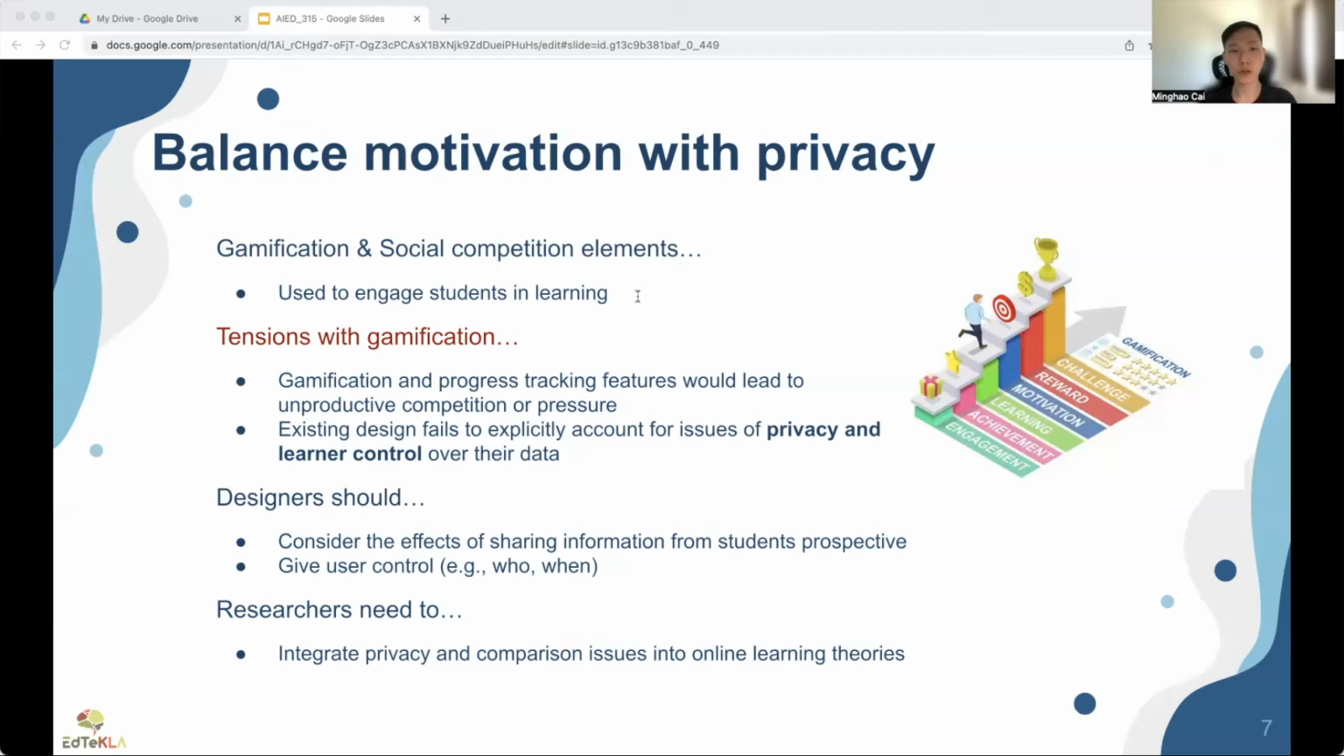There is another balance to be considered when setting features for motivation. In the system, students could see the learning progress of themselves and other students. Such social competition elements were designed to engage students in learning. However, surprisingly, there were common tensions that it makes students feel stress and pressure. It means the existing design failed to explicitly account for privacy and learner control over the data. So we think designers should consider the effects of sharing information from students' perspective and give users control, like who will see this information and when. And as researchers, we should integrate privacy and comparison issues into online learning theory.